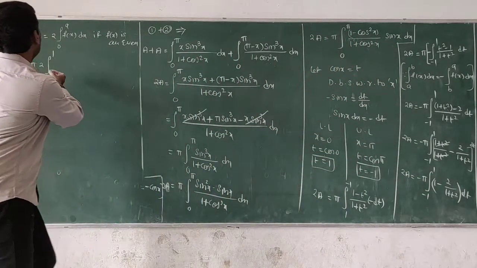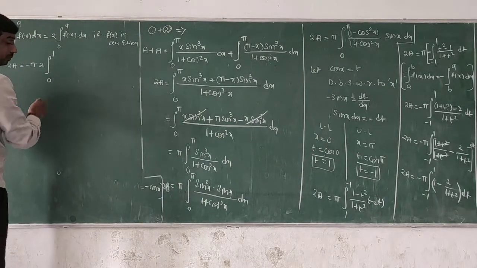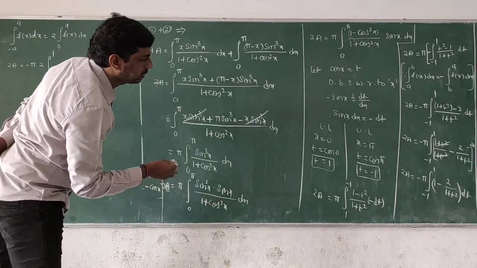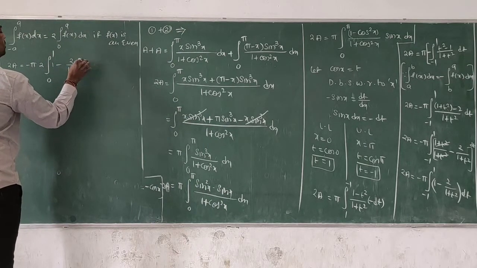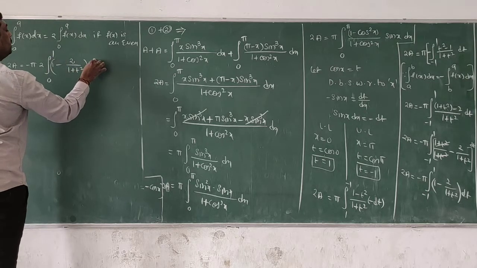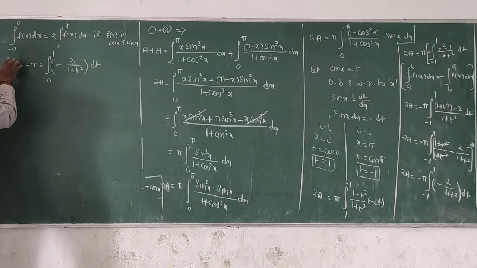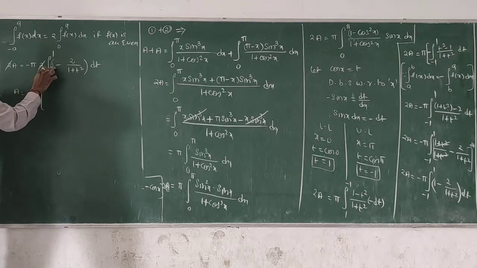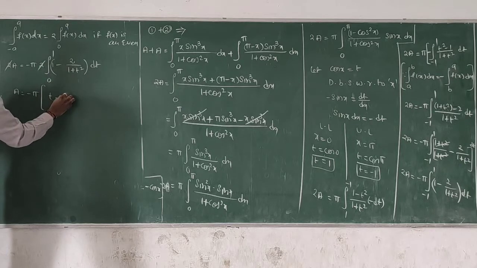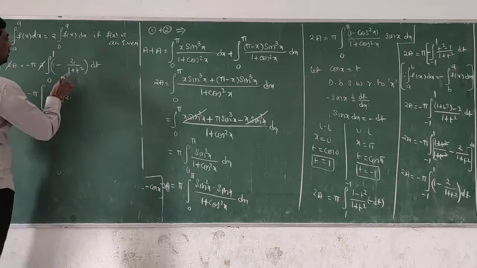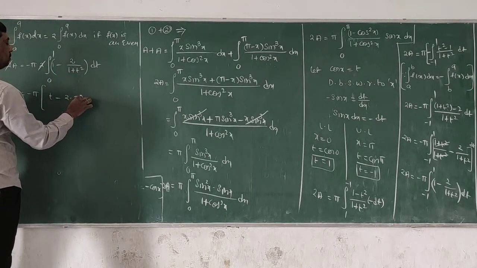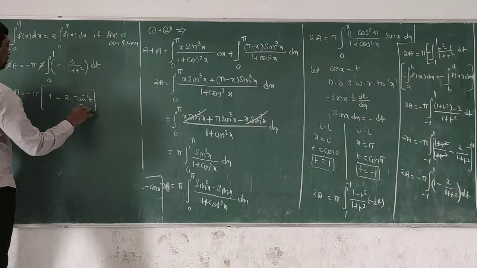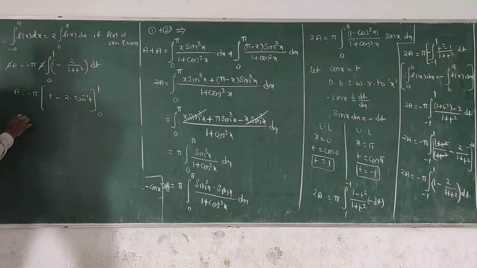That can be written as 2 into 0 to 1, what is that one, 1 minus 2 by 1 plus t square. Understood? Here the 2 gets cancelled. a equal to minus pi into integration: 1 gives t, minus 2 is a constant times tan inverse t, since integration of 1 by (1 plus t square) is tan inverse t, within the limits 0 to 1.